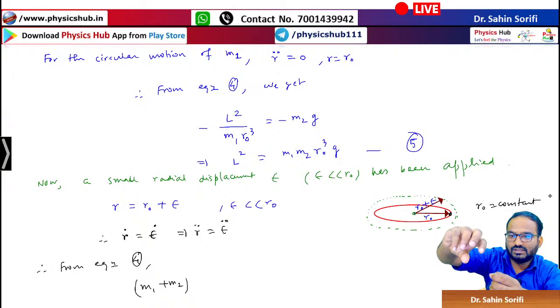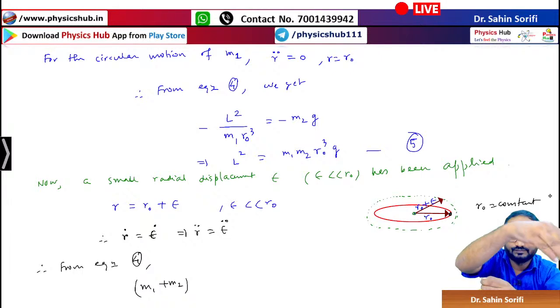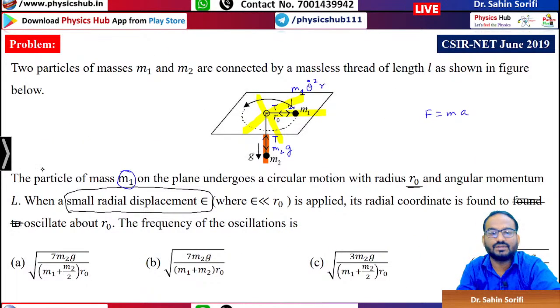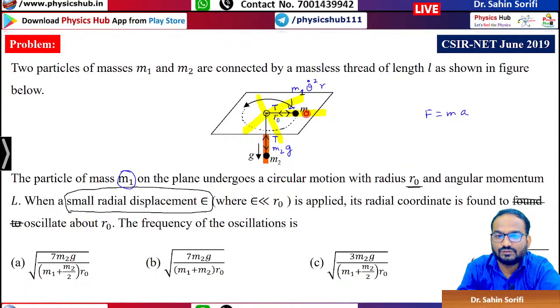So obviously it will try to push the mass away. So you just take the mass and try to push it away in this way. A small radial displacement you give. So what will happen? Look at this. If you give a small displacement to this mass, this whole string is connected, right? So if you put a radial displacement along this direction, this mass will be a little bit up.